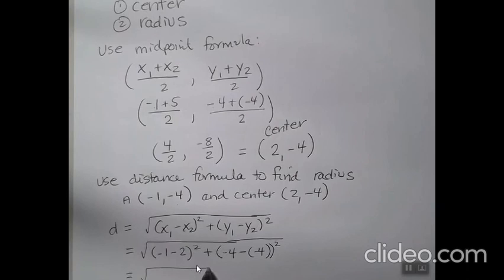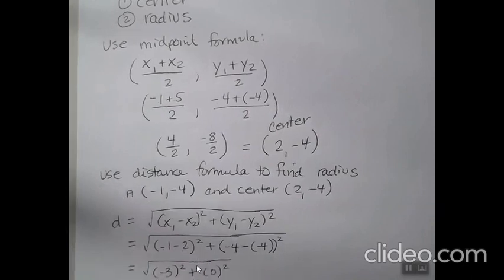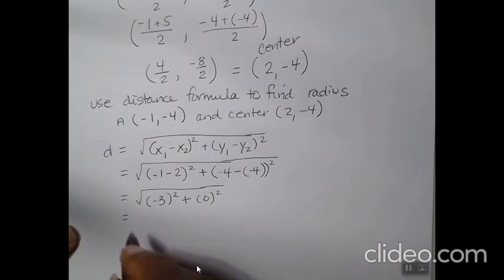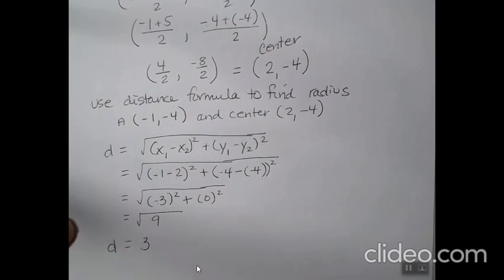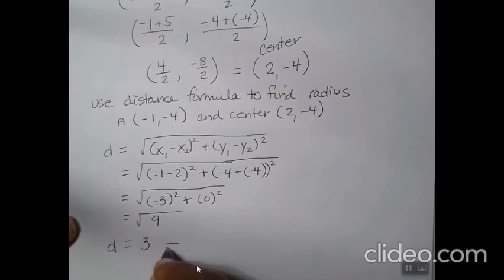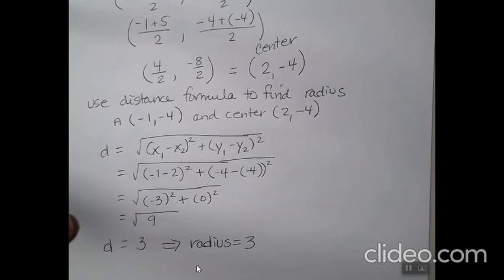Square root of -1 minus 2 is the square root of -3 squared plus -4. These two minuses in the middle make a plus, so this becomes 0 squared. So we have the square root of -3 squared, which is 9. So the square root of 9 equals 3. So the distance from the edge to the center is 3. This means our radius equals 3.